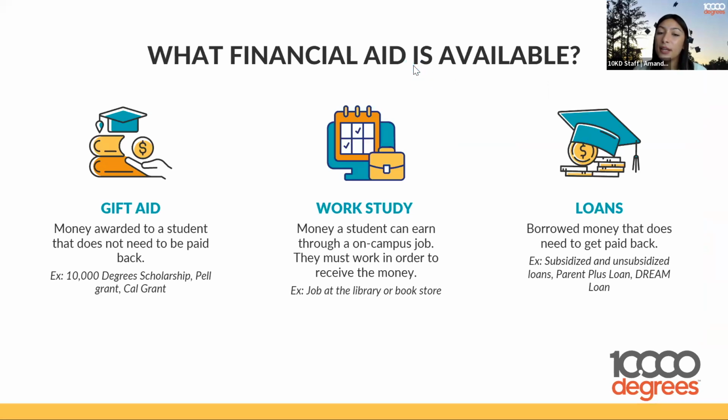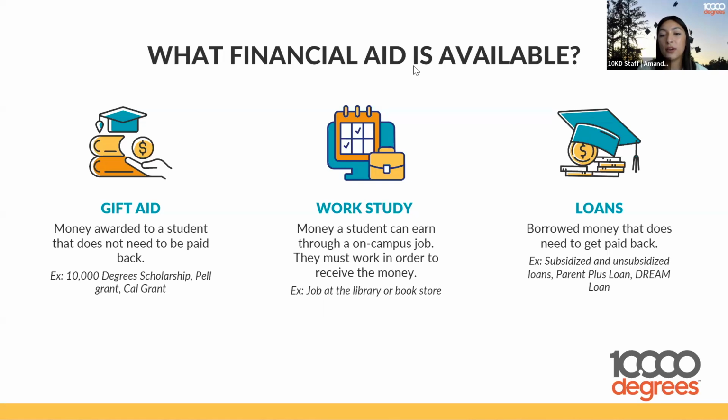So what types of financial aid are available? As you can see, there are about 3 different types of financial aid that are available to students. Gift aid is money that's awarded to students that does not need to be paid back. Examples of these are the 10,000 Degree scholarship, the Pell Grant, and the Cal Grant. There is also work study. This is money that a student can earn through a job on campus. They must work in order to receive the money.